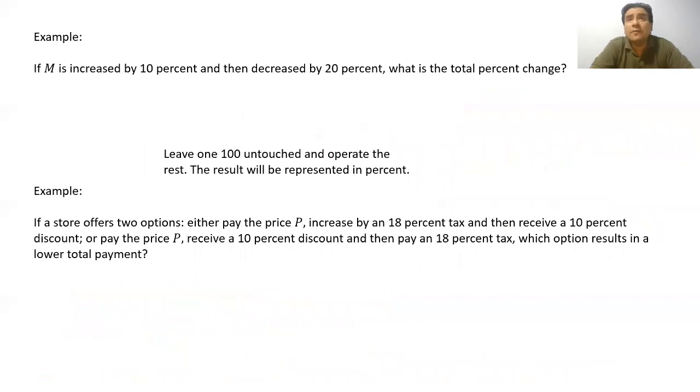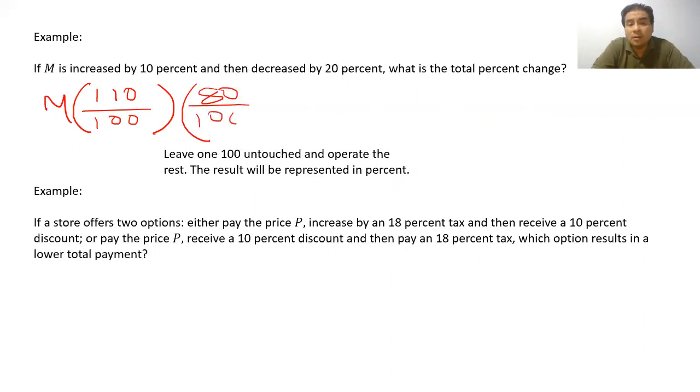Imagine they tell you if M is increased by 10% and then decreased by 20%, what's the total percent change? Okay, if I increase M by 10%, I multiply by (100 plus 10) over 100. That is this. And if then I need to decrease by 20%, I need to multiply by (100 minus 20) over 100. That is 80 over 100.